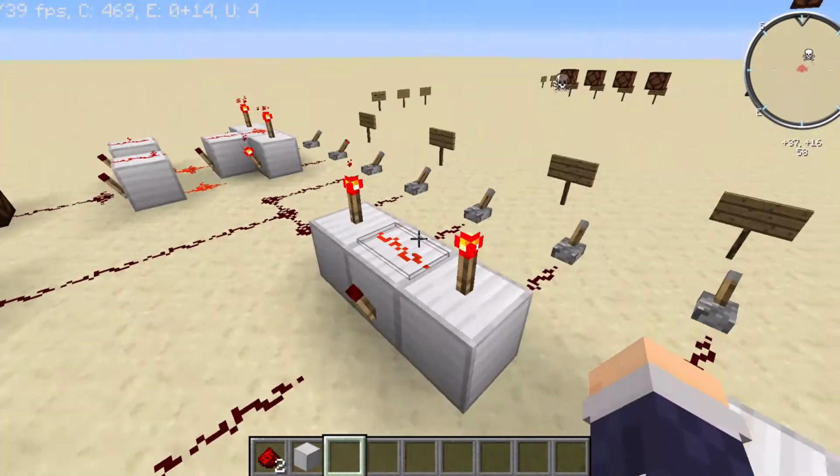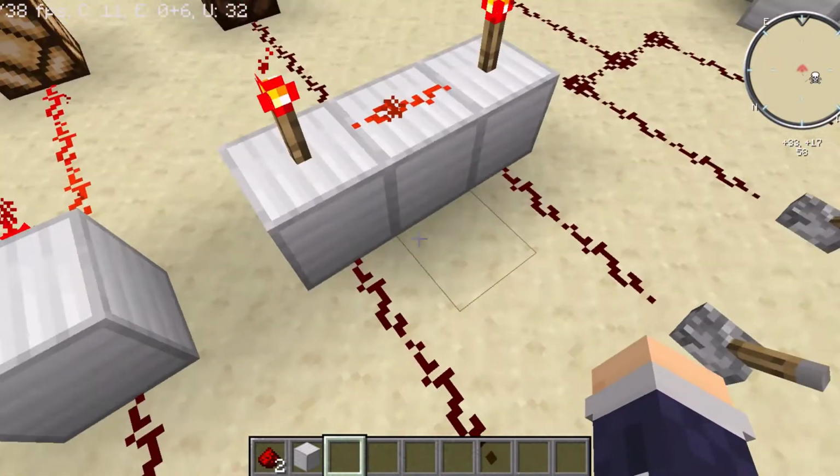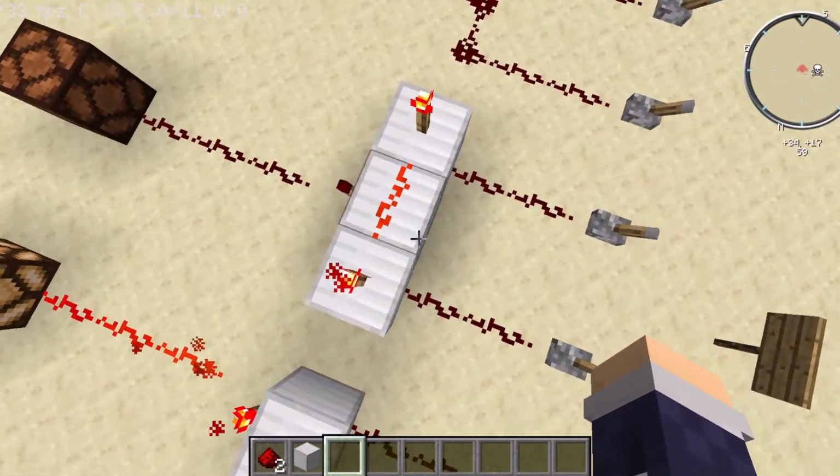So now, how do you build it? There are a lot of ways actually to build it.